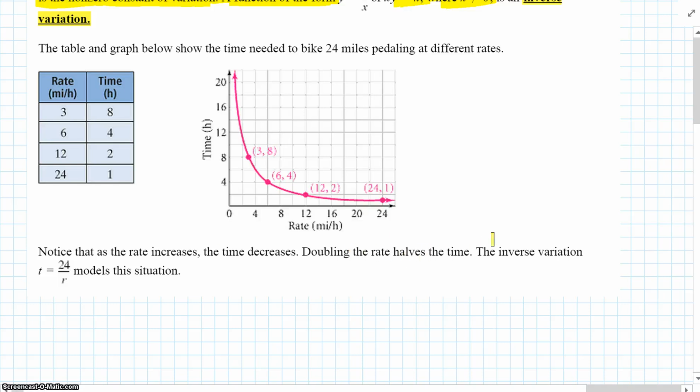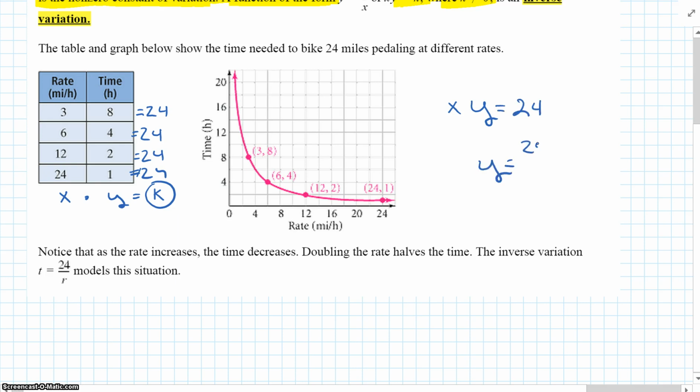So the inverse variation of this is t, which is time, equals 24 over r, 24 over the rate. What else do you notice really quickly? The rate times the time always equals 24. Time is our y-axis, and the rate was x, so x times y equals our k value. Our k value is 24, so we could say x times y equals 24, or y equals 24 over x.